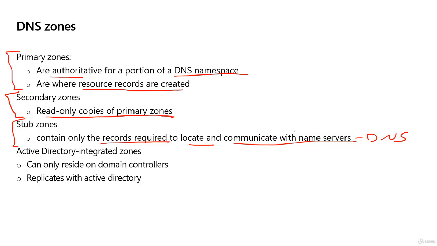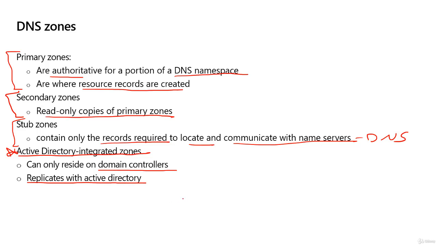The most common type of zone, Active Directory Integrated. An Active Directory Integrated zone has a few requirements. One, can only reside on a domain controller. So if you are not a domain controller, you cannot host an Active Directory Integrated zone. It actually replicates with Active Directory. The same way a user account would replicate, this zone would replicate all the records in it.